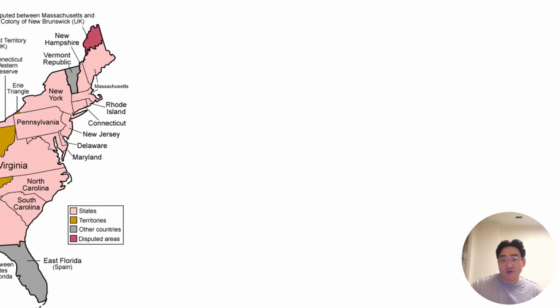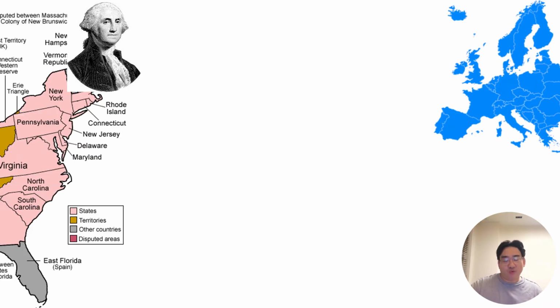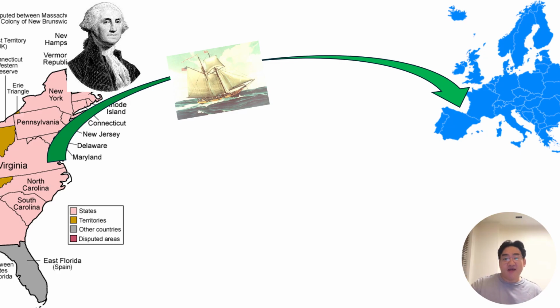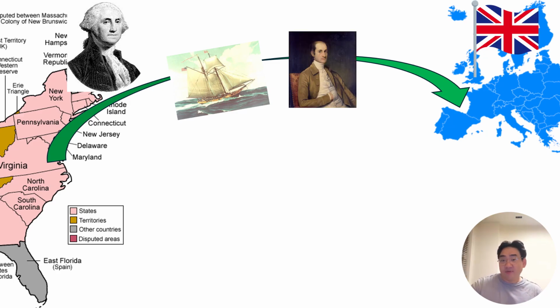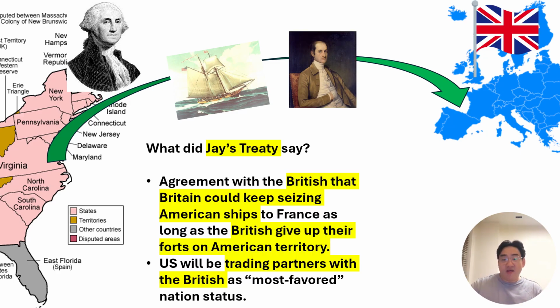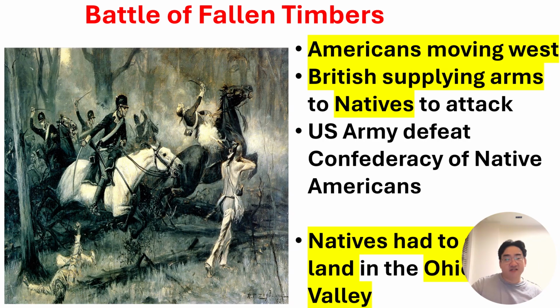Okay, so, in another diplomatic initiative, in order to stay out of war, he is going to send another assistant named John Jay over to Europe. He's going to send him to Great Britain. They're going to come to an agreement that the British could technically keep seizing American ships as long as the British give up their forts in American territory. That's going to free up the soldiers to start fighting the Native Americans. And this is going to lead to the Battle of Fallen Timbers in 1794.